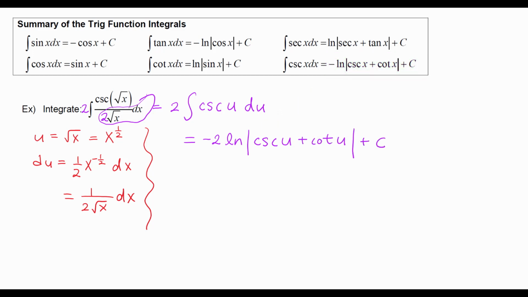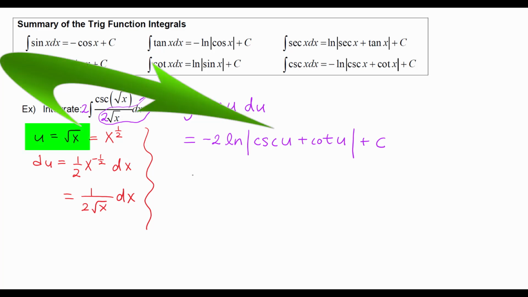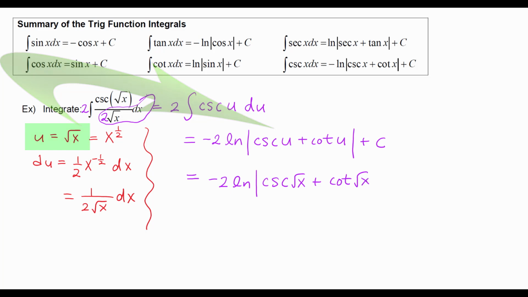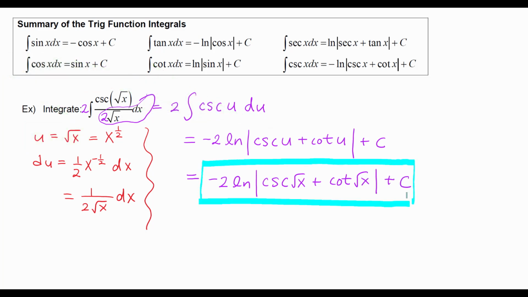And since my u was radical x, we can do back substitution now. So my final answer will be -2 ln absolute value of cosecant square root of x plus cotangent square root of x. And that is the final answer.